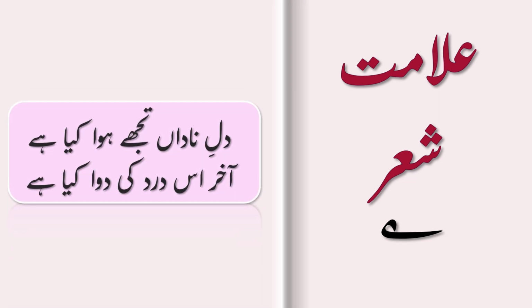Alamat-e-Sher. Ghazal is a form of poetry in Urdu and can be composed of 5 to 15 couplets, and each couplet is known as sher. This symbol is used to denote a single sher from a ghazal. For example, this famous sher by Ghalib, दिले नादा तुझे हुआ क्या है, आखिर इस दर्द की दवा क्या है, can be denoted by this symbol.